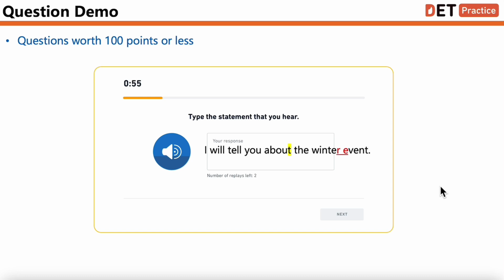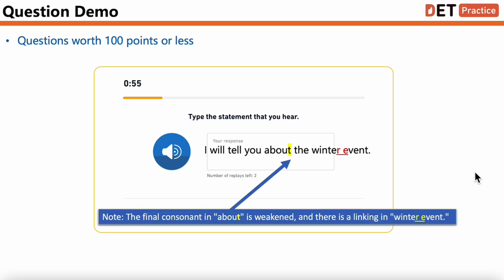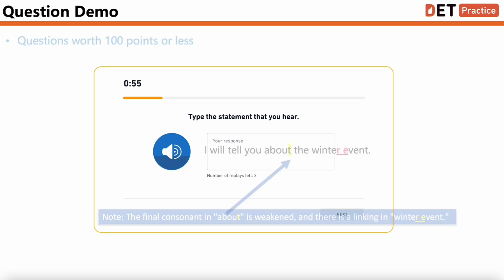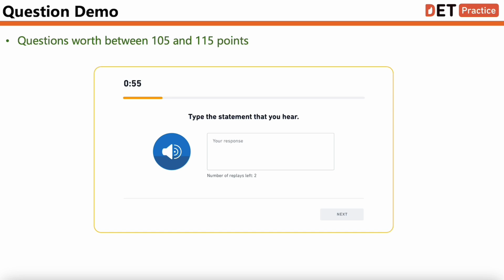The answer is, I will tell you about the winter event. Here, the t sound in winter event is weakened, and there is linking between the words. Now let's tackle a more challenging question in the 105 to 115 point range.